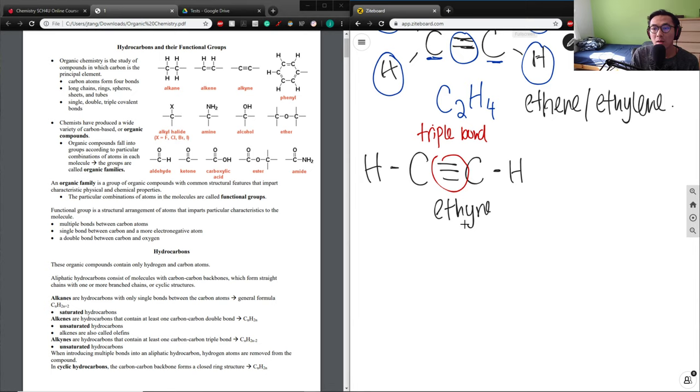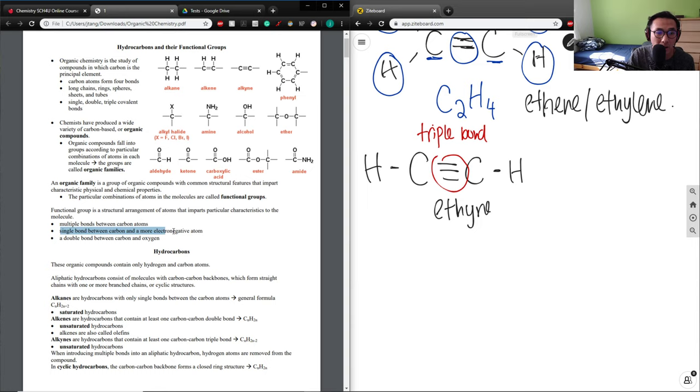and so again, carbon always bonds to four things, but it can have multiple bonds between carbon atoms. So I can have one, two, or even three bonds between carbon atoms. In here, it says I have a single bond between carbon and a more electronegative atom.